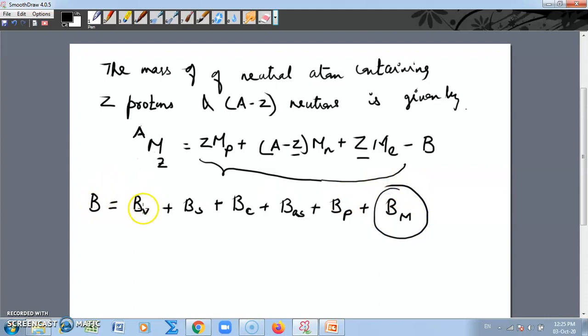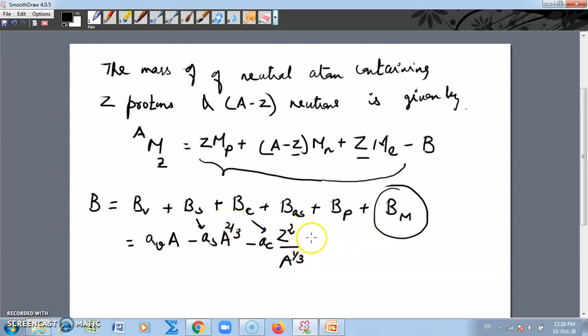So now we also learned today what B_V is. B_V is a_V into A. Again, this is a negative number, so this becomes a_S, a_S into A to the power 2 by 3. And what about Coulomb? Yes, it is also negative, so it is a_C into Z squared over A to the power 1 by 3. So we reach till here.